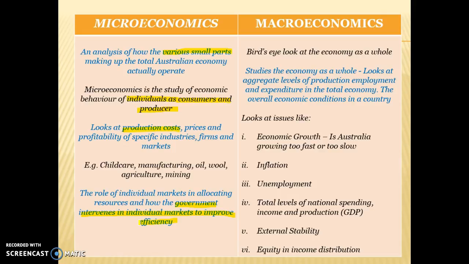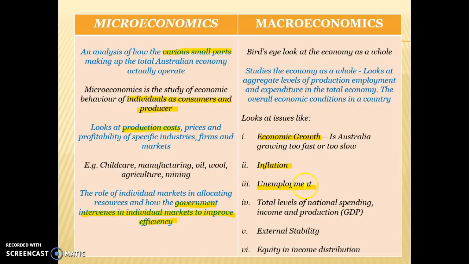Macroeconomics is looking at the economy as a whole. So a definition of macroeconomics is looking at aggregate levels of production, employment and expenditure in the total economy. So things they're going to be looking at in macroeconomics include total level of economic growth, inflation, so how much average level of prices are increasing, the total level of unemployment in the economy, so what percentage of people can't get a job.